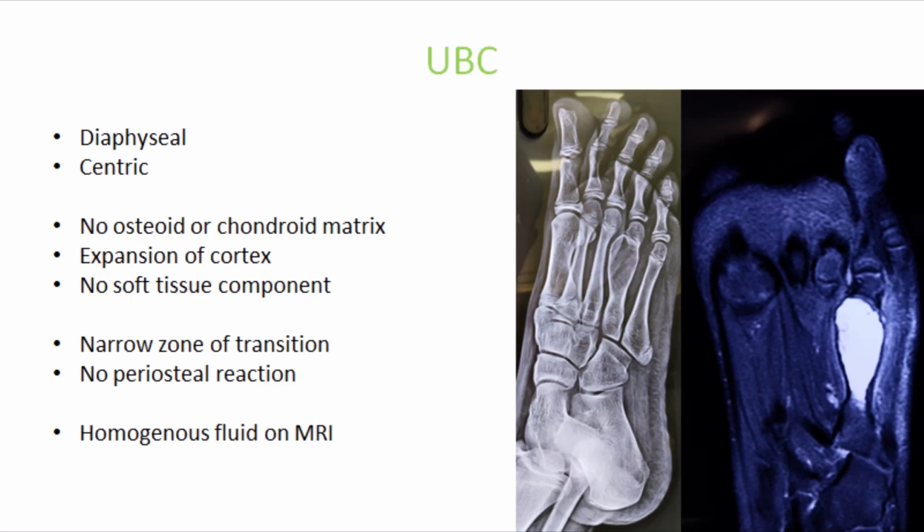Unicameral or simple bone cyst. It usually occurs in the diaphysis, centric in location, without any matrix production or expansion of the cortex in most of the cases. It never has a soft tissue component. Zone of transition is narrow and it does not produce any kind of periosteal reaction. On MRI, it has a homogeneous fluid appearance which does not enhance with contrast.